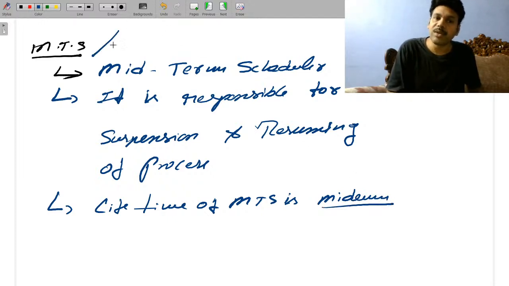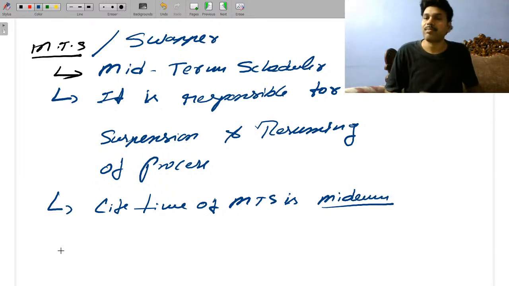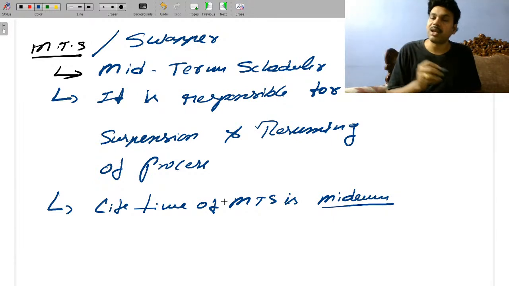What is the other name of MTS? It is called as what? Swapper. Please understand the other names. LTS is a job scheduler, STS is a CPU scheduler, MTS is called as what? Swapper. What is a swapper? It is trying to do suspension. It can be suspended from run state, it can go to ready state, it can be suspended from run state, and can enter into block state.